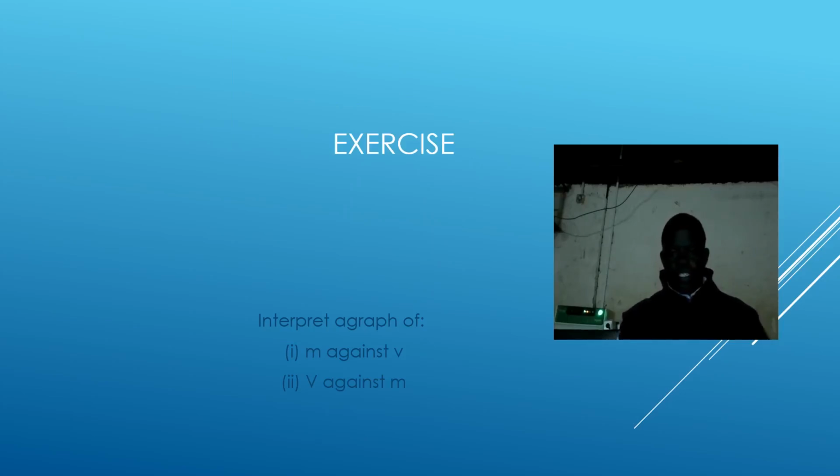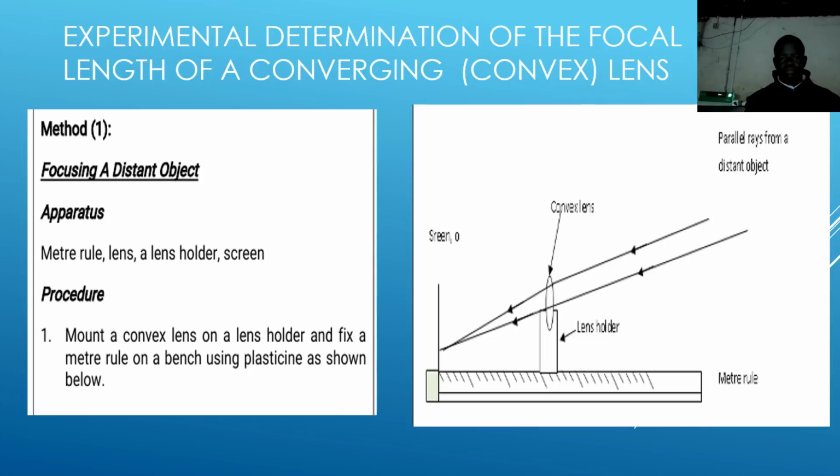So try this exercise. Interpret a graph of m against v and v against m. Apart from that, we also can determine the focal length of converging lenses by various methods.